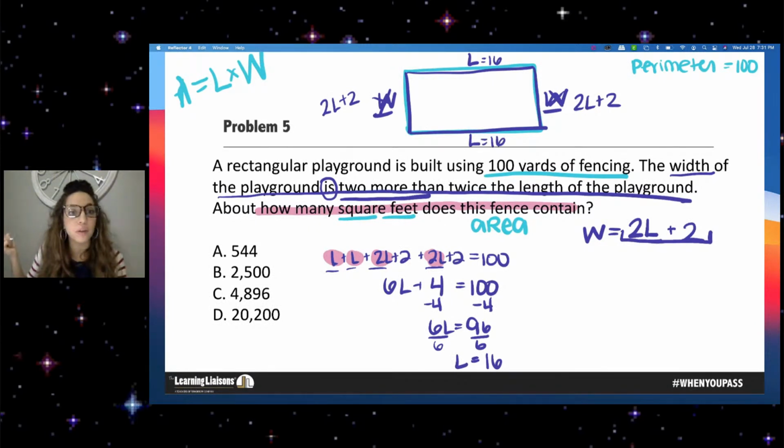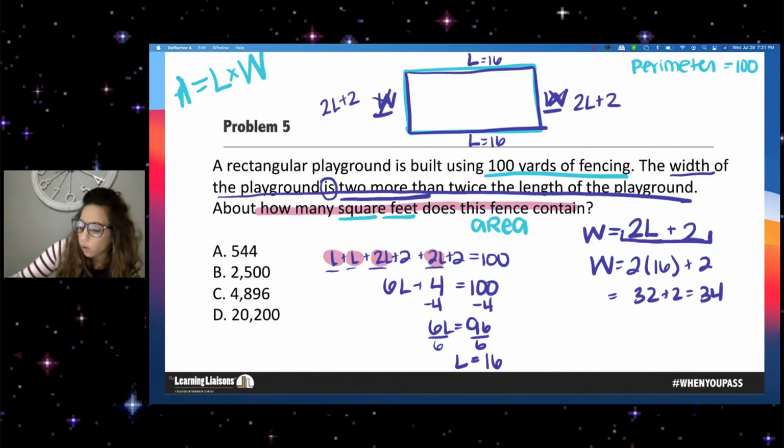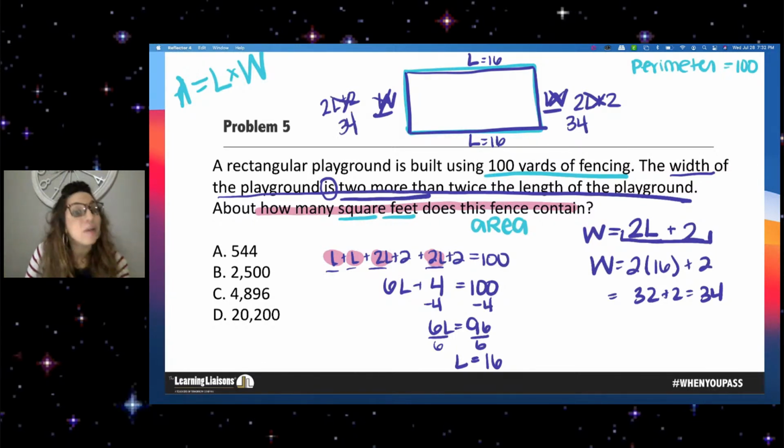All right, I know L equals 16. Well, what is W then? Let's take that 16 and plop it into our W formula. W equals 2 times 16 plus 2. 2 times 16 is 32, plus 2 is 34. So the W is 34. Whew! All right, what do we have now? We have our length and our width. And if I multiply my length times my width, 34 times 16, I get 544.